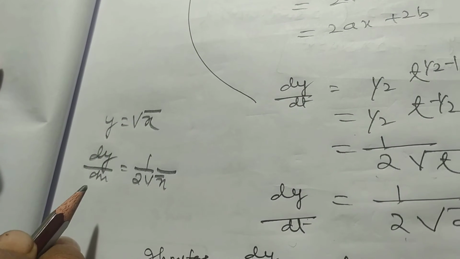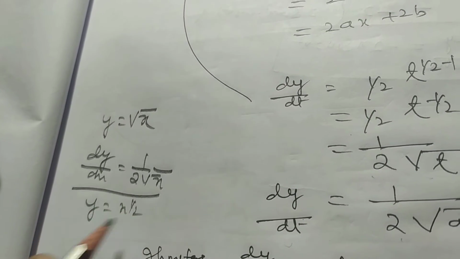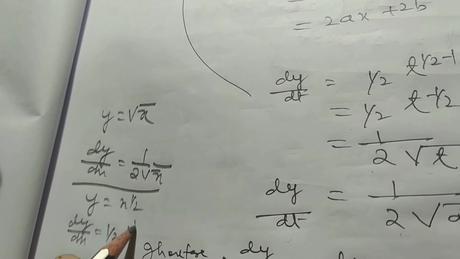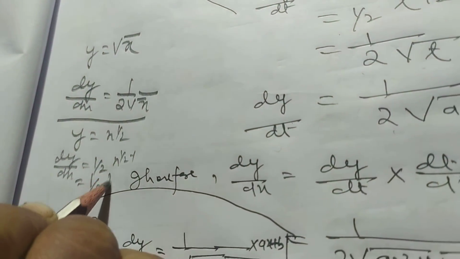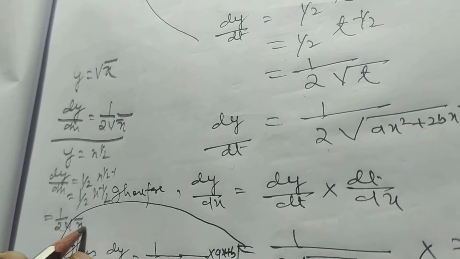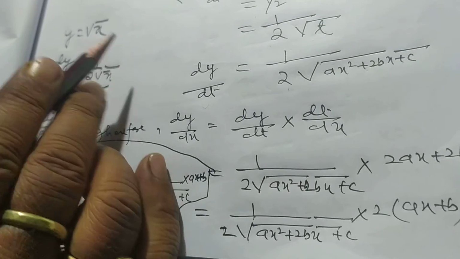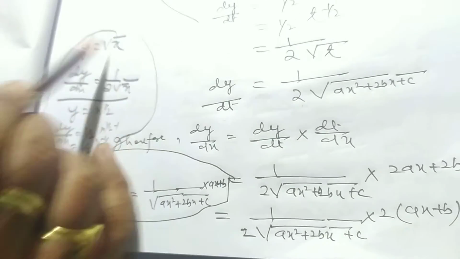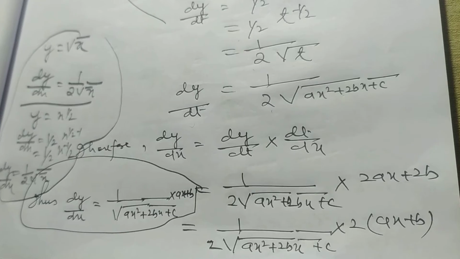How did it happen? y is equal to x to the power half. So dy by dx is equal to half into x to the power half minus 1. So it is half into x to the power minus half. So it will be 1 by 2 root x. Make it positive. This is the value of dy by dx. So you must remember this differential coefficient of the radical y is equal to root x. Remember the result also.